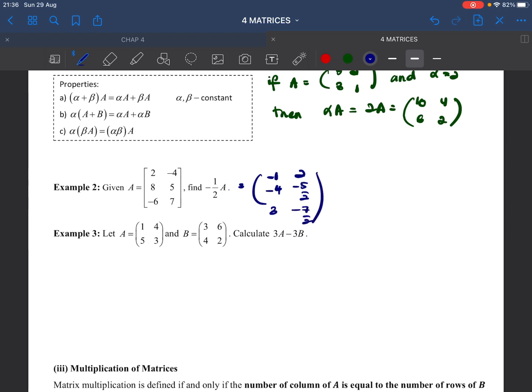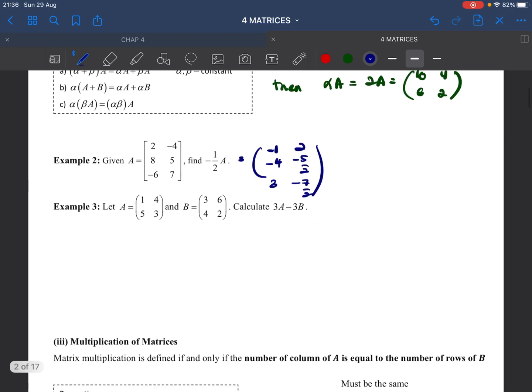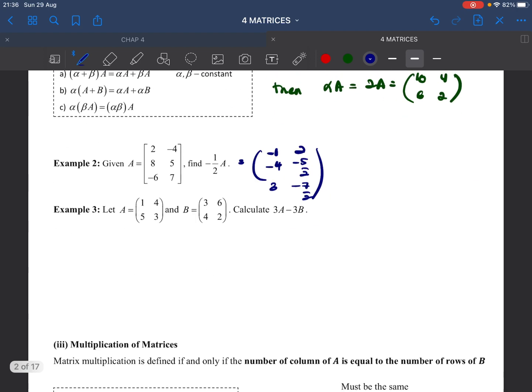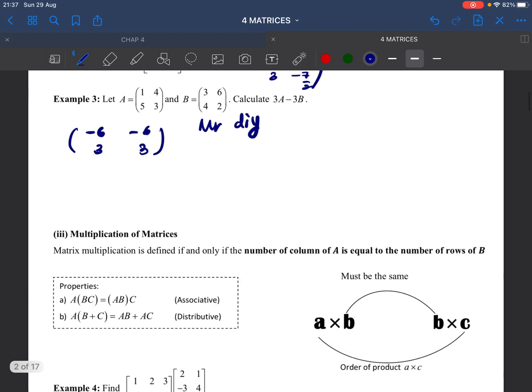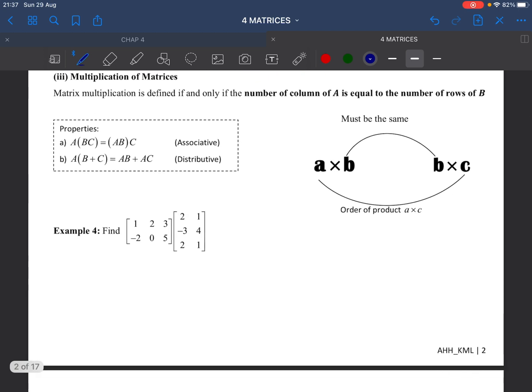Okay, so now let's see example 3. Okay, sorry, ini skala multiplication. Okay, kalau kita ada a constant lah. So let's see example 3. Yang ni boleh buat sendirilah. Dia cari jawapan dia. The answer would be negative 6, negative 6, 3, 3. Okay, Mr. DIY kita, please do. Okay, jangan tinggalkan.